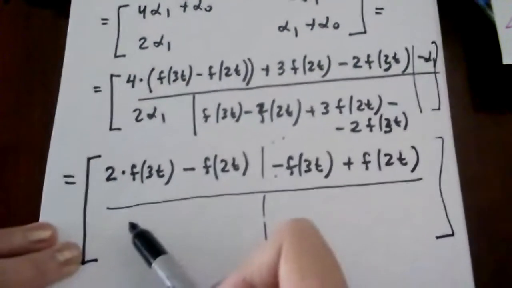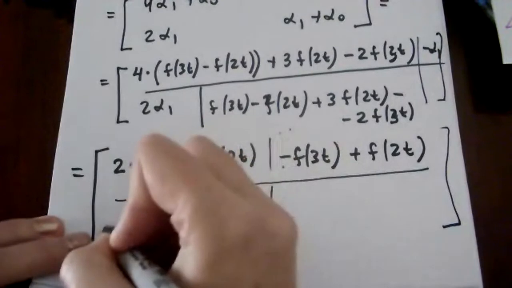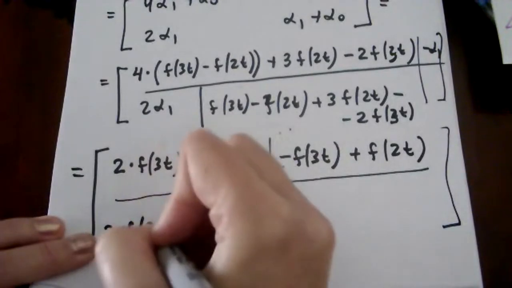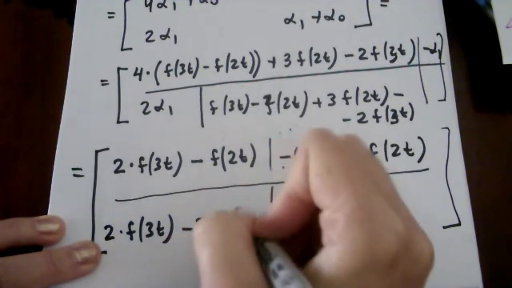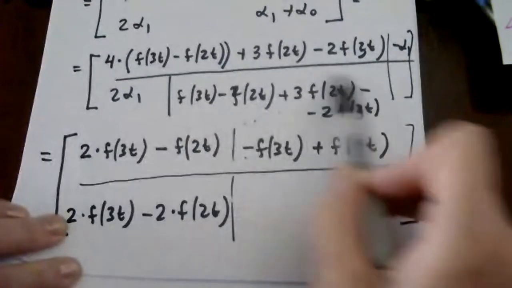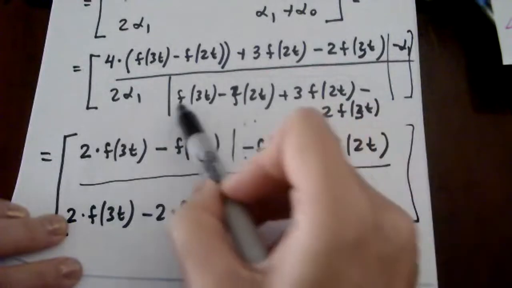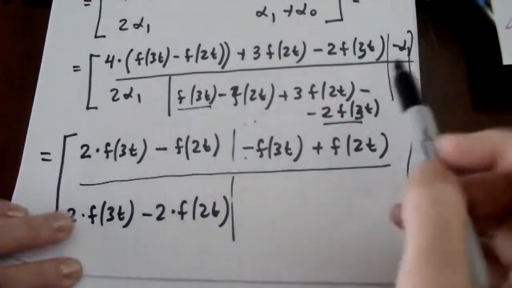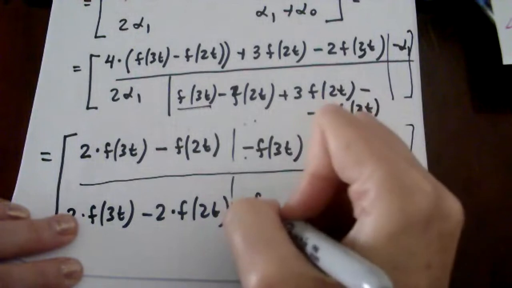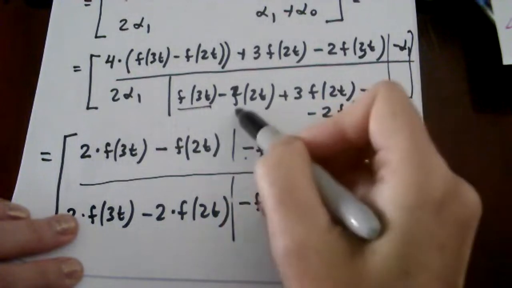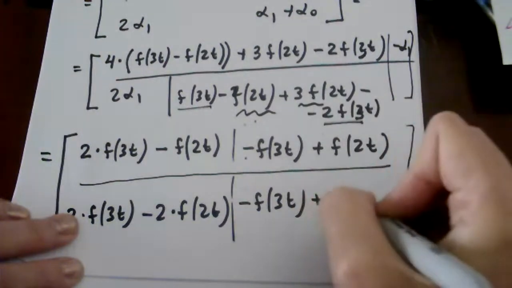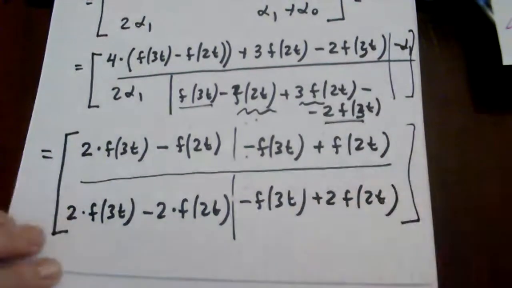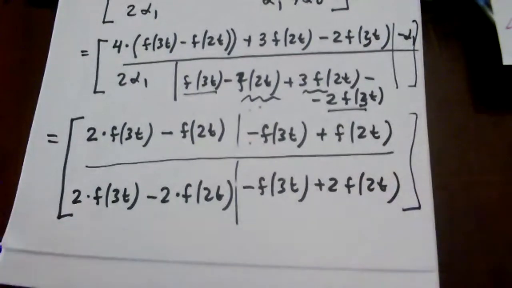So 2 times alpha 1 is pretty easy as well. We need to put coefficient 2 in front of each expression. Minus 2 f of 2t. And to get the last element, we can look at our preparations here. This and this are like terms, which will give us minus f of 3t. And the remaining terms will give us plus 2 f of 2t. So this is the end to our sufferings.